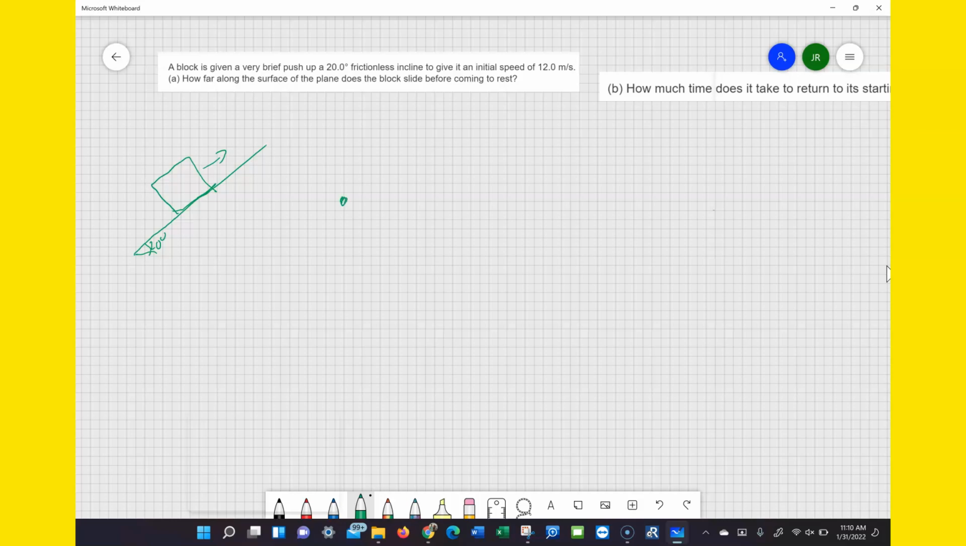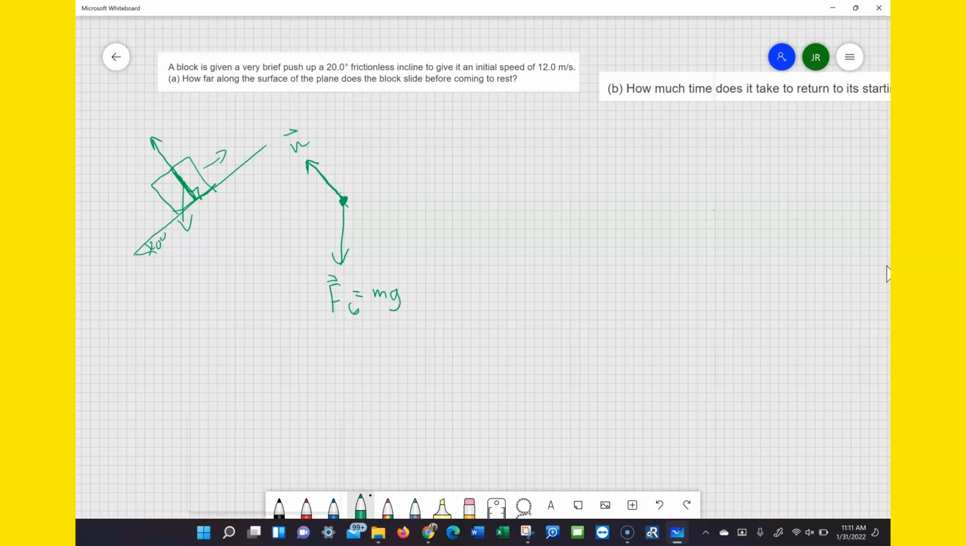Now I'm going to draw a free body diagram where gravity is going to act straight down, and the only other force acting on this thing is the normal force. So this is the force of gravity, right? The force of gravity is like this. The normal force is like this, because the normal force is always perpendicular to the surface. The force of gravity is always equal to mg, and this is the normal force.